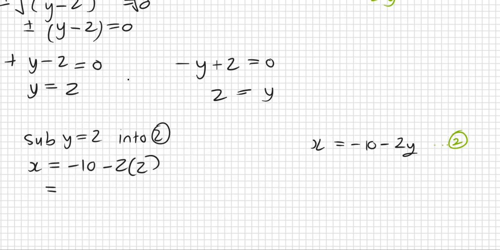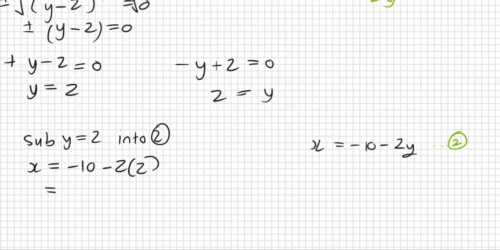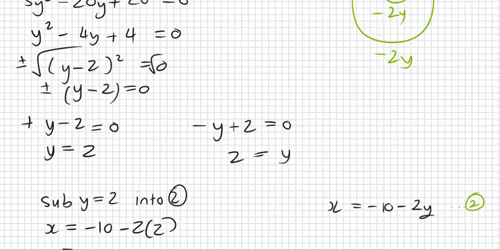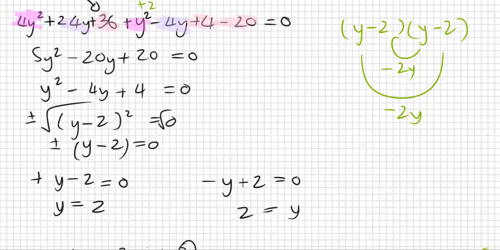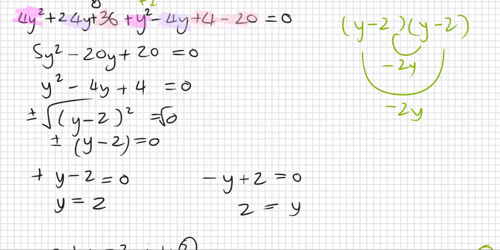y equal to, oh, something's gone wrong. Let me go back and see what's gone wrong here. Oh, it went wrong a very long time ago. So I'm self-checking, and I'm trying to find an error. This minus 20 here should be a plus.